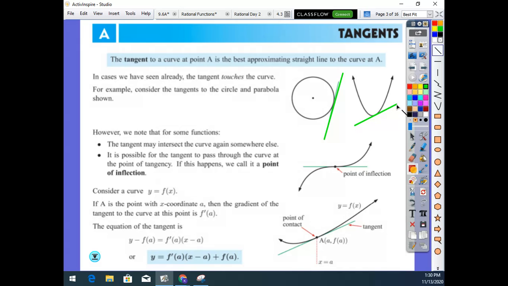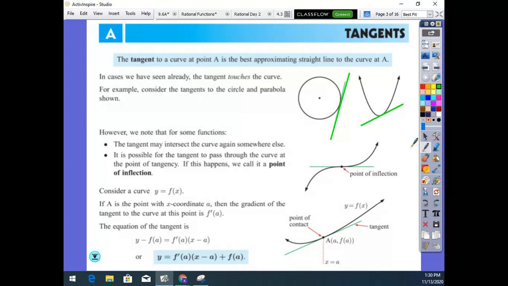And another way you can think of it, if you zoom in really, really close, your tangent line is the best approximating straight line. If you get really close and then closer, the tangent line is just where it would happen to be straight if you zoomed in really, really close.